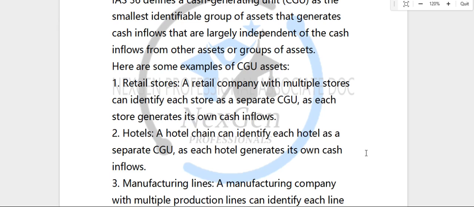Now, the second rule is that this 2,000 that is remaining, you allocate to all other assets that are remaining on a pro rata basis. That's how you allocate it. So allocate first to goodwill, that is number 1. Then allocate on a pro rata basis, that is number 2.